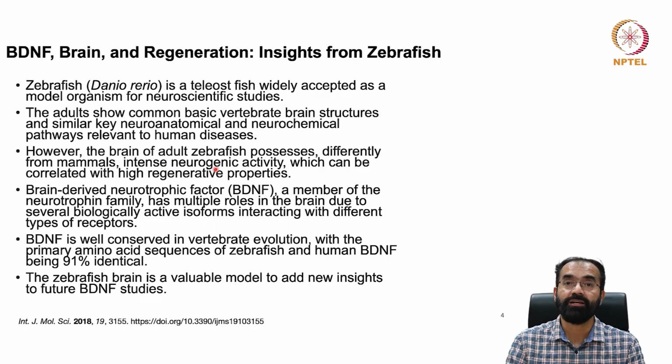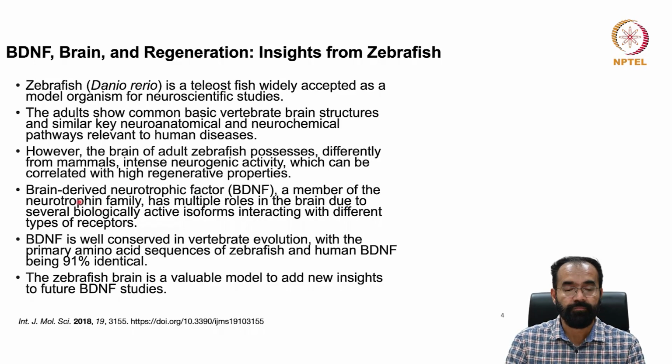However, the brain of adult zebrafish possesses a lot of differences from that of mammals. Intense neurogenic activity, which can be correlated with high regenerative properties. This is something we should understand, that the neurogenic activity is quite intense. That means the zebrafish brain is waiting for an opportunity to make more neurons, that is, it is pro-neurogenic.